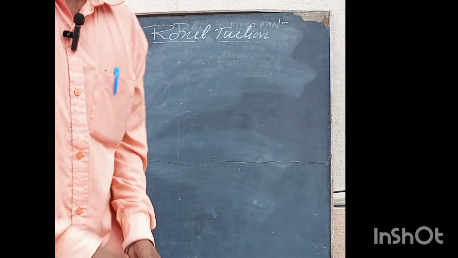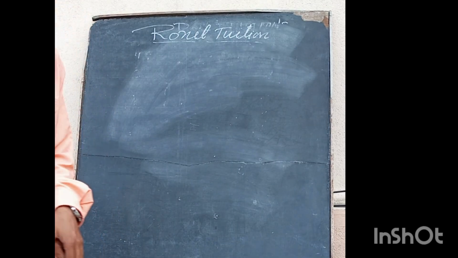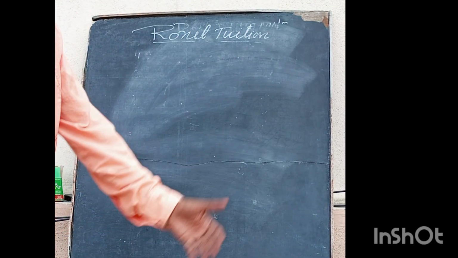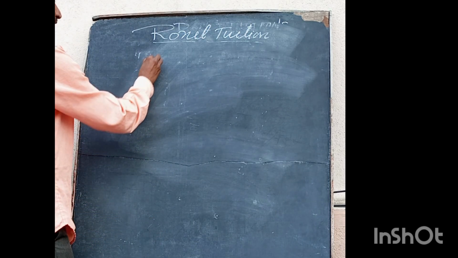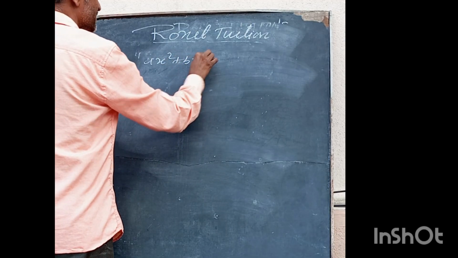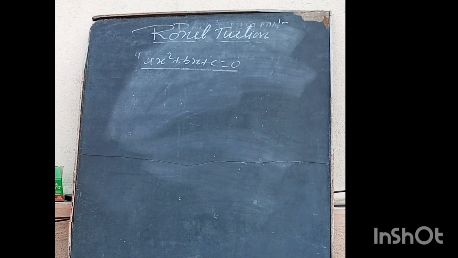Maths has fun. Yesterday we read about finding the zeros of the quadratic polynomial. Today we are going to do part number 2 of that quadratic polynomial, finding the relationship between alpha, beta and the next one. So yesterday we wrote that ax square plus bx plus c is equal to 0. This is the standard form of a quadratic equation.